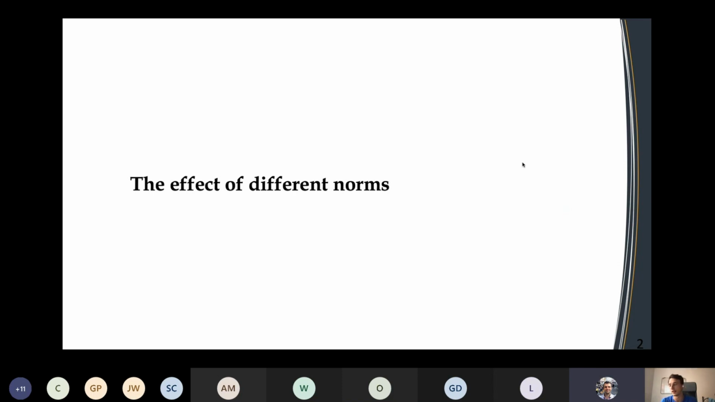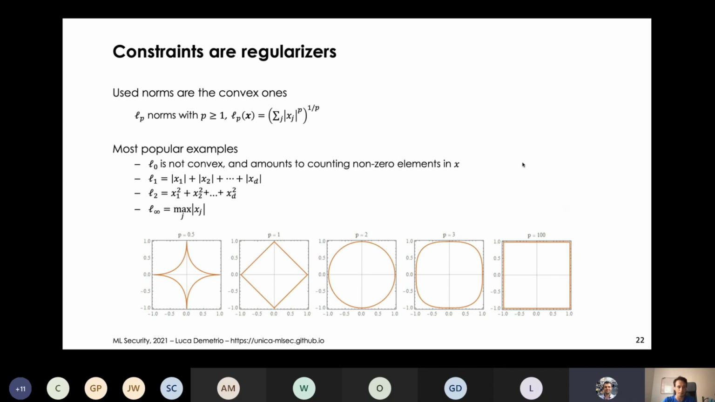Okay, if you're alive, and I hope so, we're going to briefly discuss what are the effects of different norms on the attacks that I showed you. I think you heard me saying I'm going to use the L0, the L2, L1, and infinity norm. And just to give you another brief recap, what is a norm? The norm is just like a way of characterizing the magnitude of a vector.